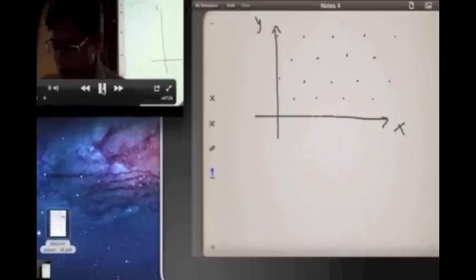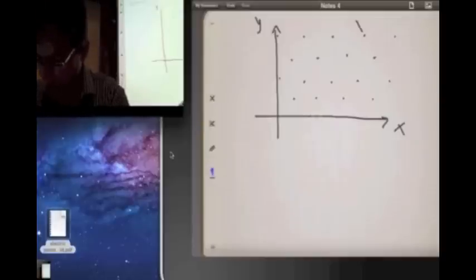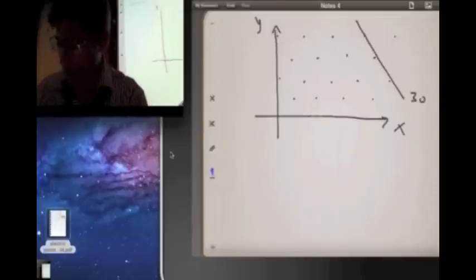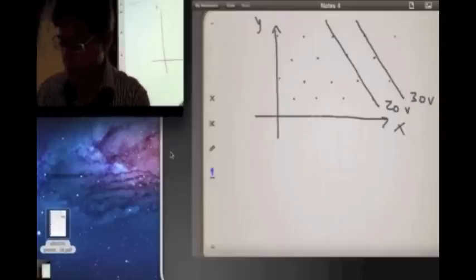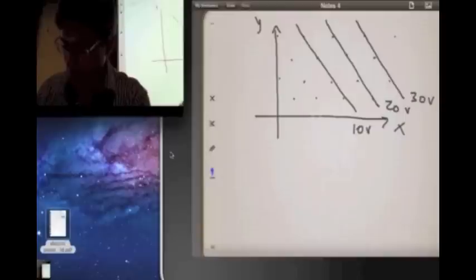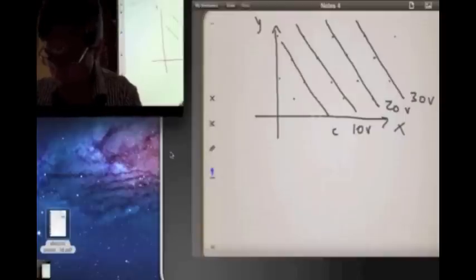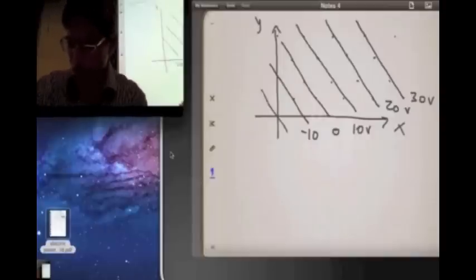So let's say that along this line, your electric potential was measured to be 30 volts. Let's say that along this line you have 20 volts. Along this line, let's say 10 volts, 0 volts, minus 10 volts, minus 20. And the question is, what is the electric field, or estimate the electric field at this location?